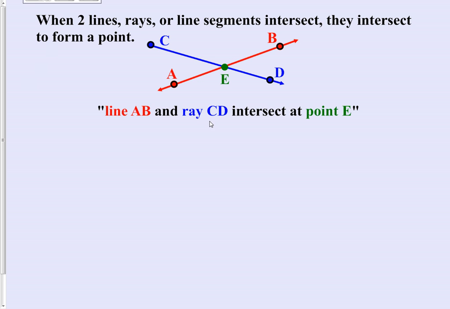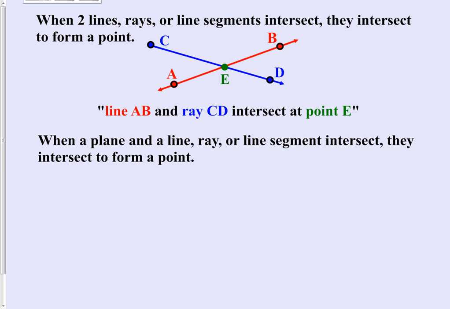Now keep in mind on your ray, remember you must absolutely enter or list the endpoint first. C was the endpoint. That's why I listed it first. D is the side that went on forever, so it got listed last. Rays are specific about the way you have to name them.